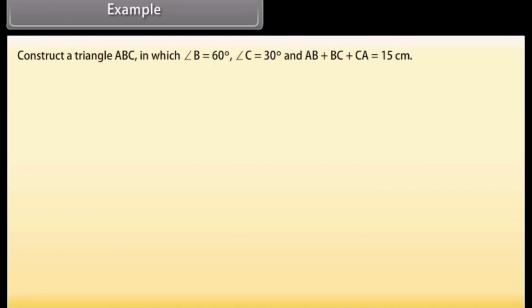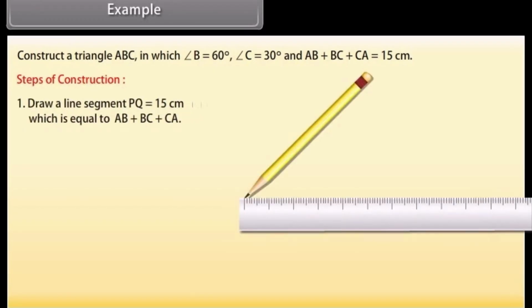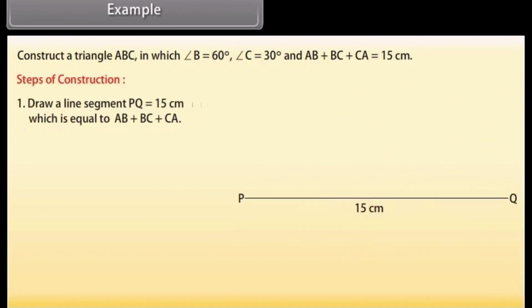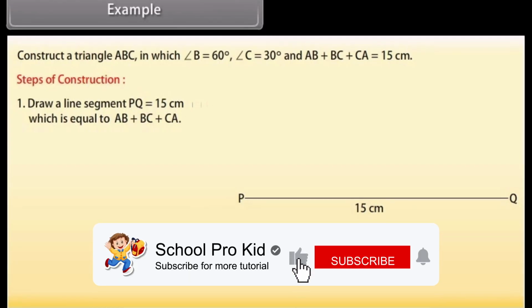Example. Let us now look at one example in which we have to construct a triangle ABC, in which angle B is 60 degree, angle C is 30 degree, and AB plus BC plus CA is equal to 15 centimeter. Steps of construction. First of all, we will draw a line segment PQ is equal to 15 centimeter, which is equal to AB plus BC plus CA.